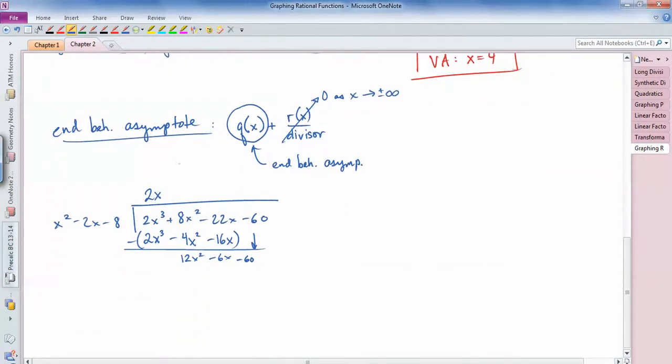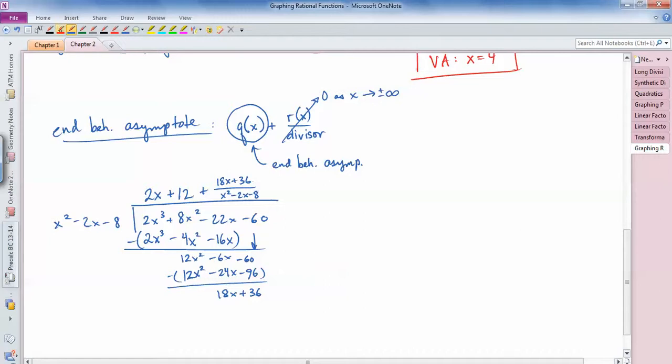And if I add in 12 here, then I'll get the 12x squared that I want to get rid of, minus 24x minus 96. If we subtract this out, we get 18x plus 36. So that's the remainder part. So it would really be 18x plus 36 over the divisor.